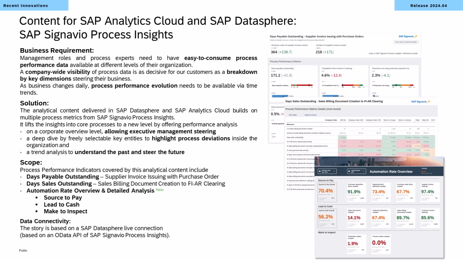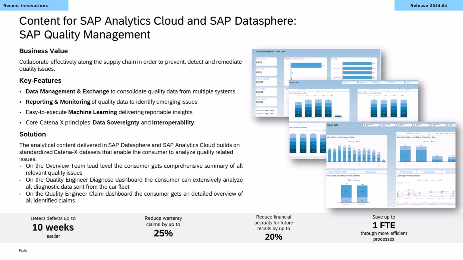In the SAP Signavio Process Insights package, we enhanced the automation rate overview scenario with detailed analysis, here for source to pay, lead to cash, and the make to inspect scenario. In the lower right corner, you see the overview page with each automation rate, and for each rate, we have a detailed page for further analysis. This is quite a powerful enhancement. Lastly, the quality management content package was enhanced based on feedback. We improved the access to the data to make it easier.